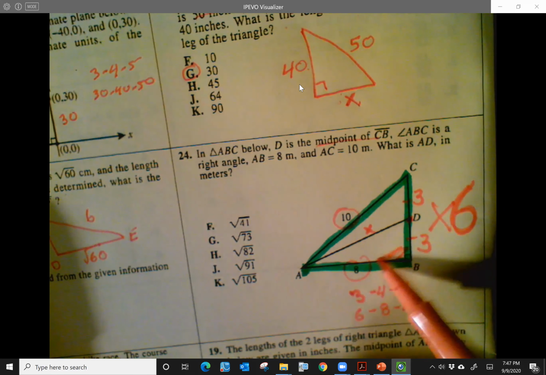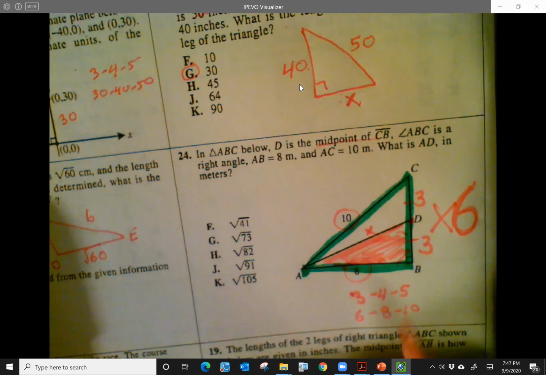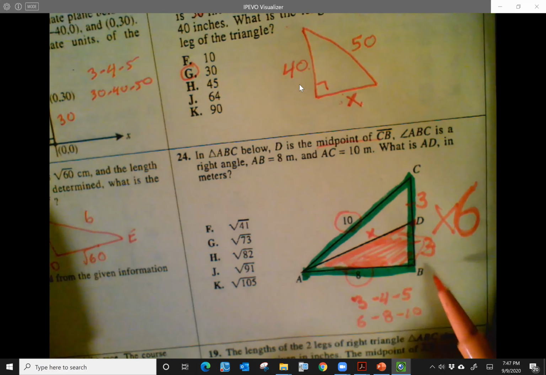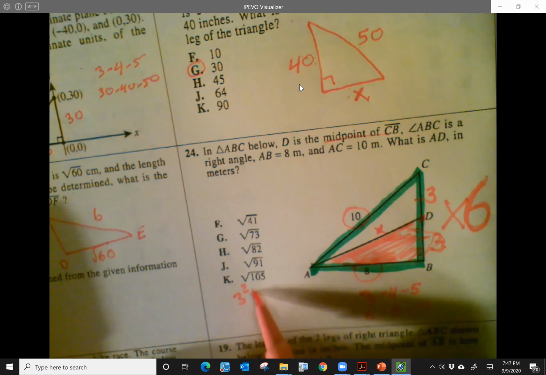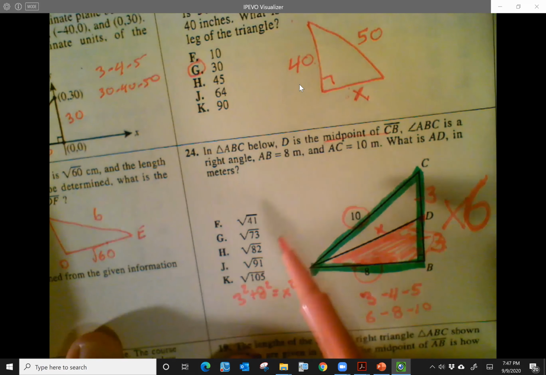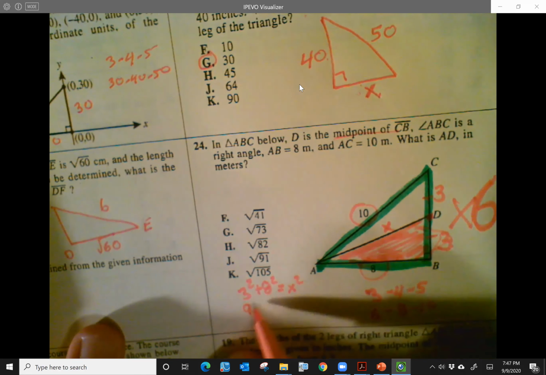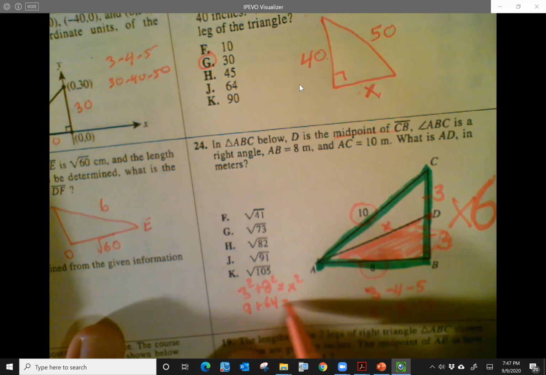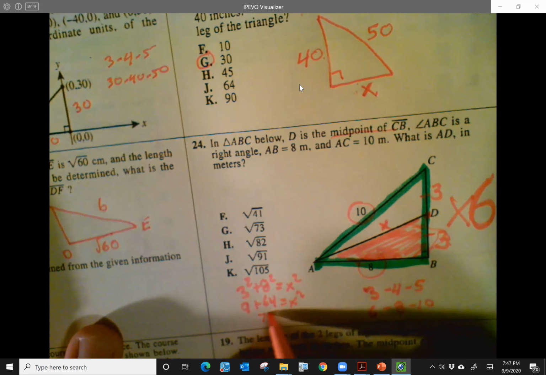Now, we've got a little triangle at the bottom here. And so I'm just going to do Pythagorean theorem on this one. There's no triple with a 3 and an 8 on it. So I'm going to have to go 3 squared plus 8 squared equals x squared. And I know it doesn't work because see how all these are really bizarre answers here? So this is 9 and 64. Add those up and I get 73. So I take the square root of both sides and I get letter G.